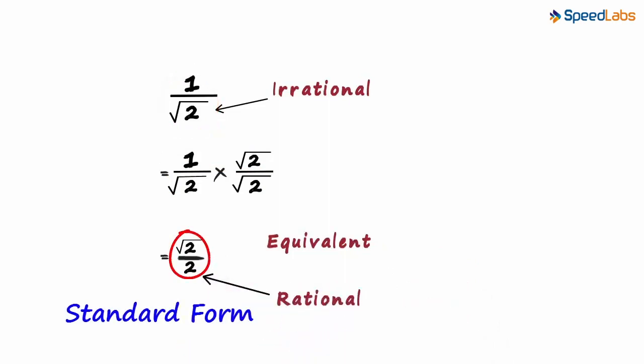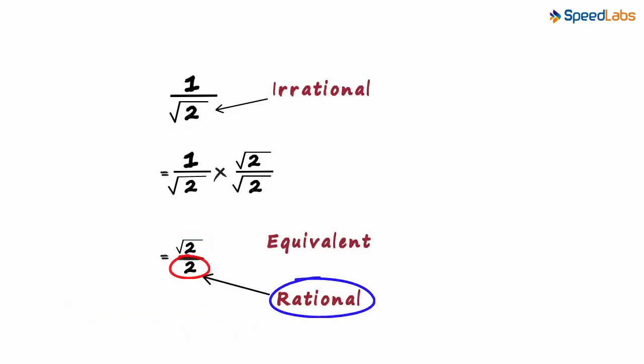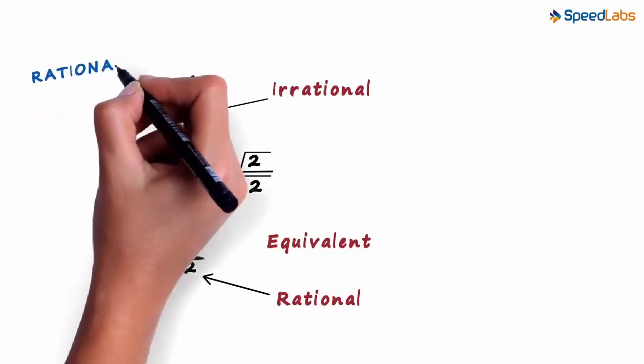This is the standard form. Doesn't matter what the numerator is, the denominator has to be rational. This process of making the denominator rational is called rationalization.